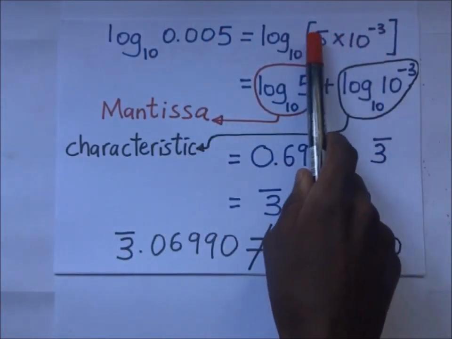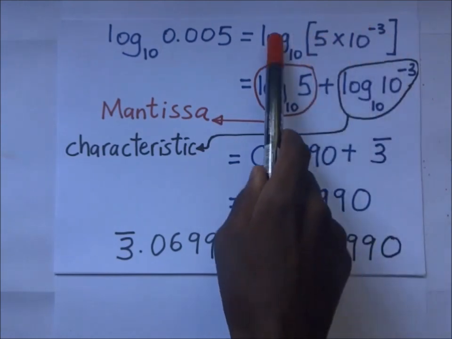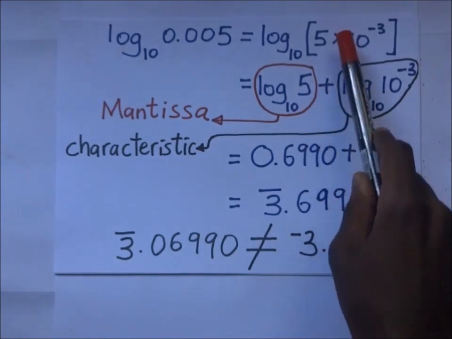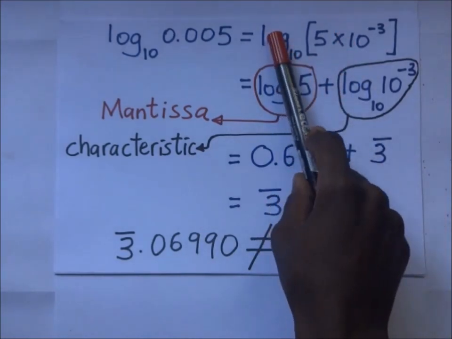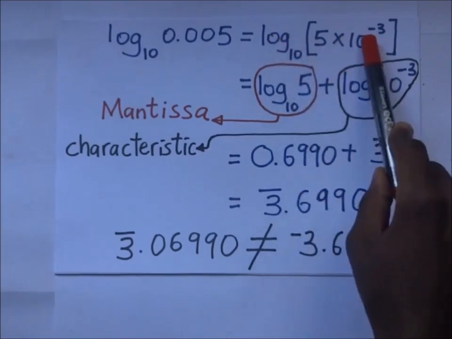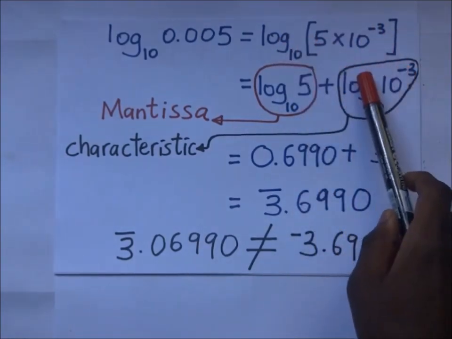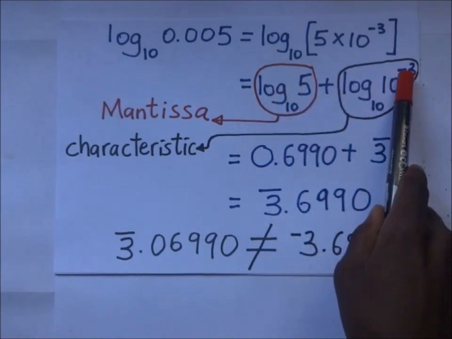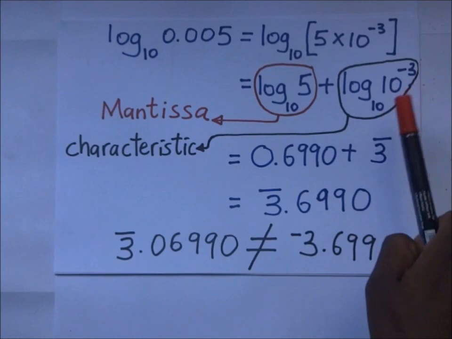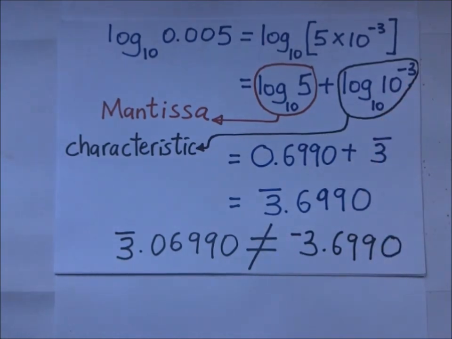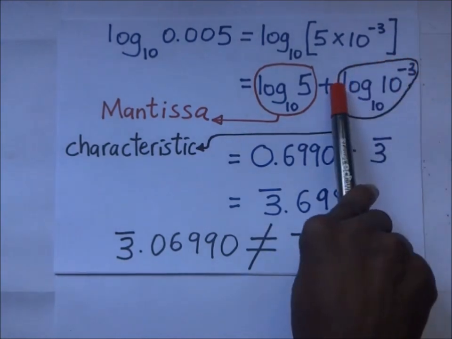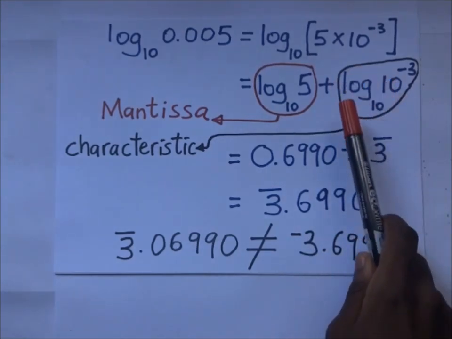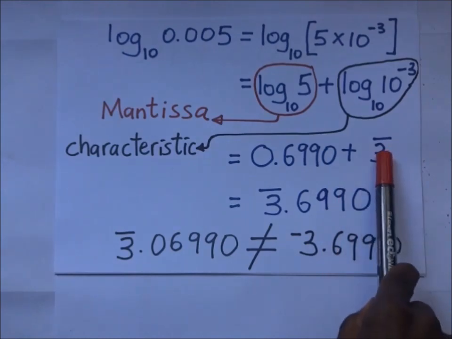Now, because it is in brackets, when you open these brackets, you're going to have log of 5 base 10, which is this, plus, since this is multiplication, log of 10 to the power negative 3 base 10, which is this. Now, when you look at these two terms, you're having a negative to the power negative 3. It's a negative characteristic of the logarithm, because when you get this negative 3 right there, you remain with negative 3 as this becomes 1. So it means that you're having a negative characteristic right there.